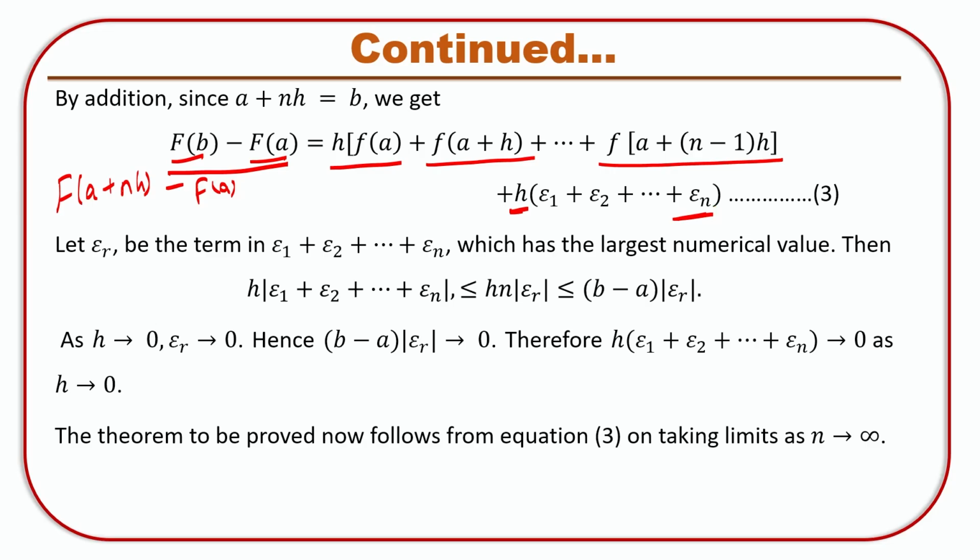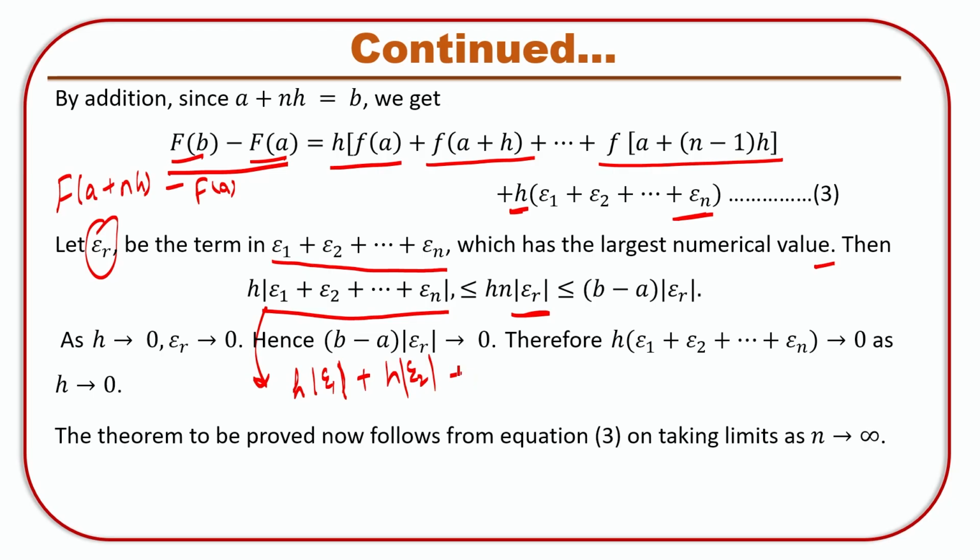And let epsilon r be the term among epsilon 1, epsilon 2, up to epsilon n which has the largest numerical value, right? So I assume that epsilon r is the largest numerical value. Then h into the modulus of epsilon 1 plus epsilon 2 plus up to epsilon n must be less than or equal to h into n into epsilon r. Why? Because we had h into epsilon 1 plus h into epsilon 2, plus h into epsilon 3 and so on, plus h into epsilon n.